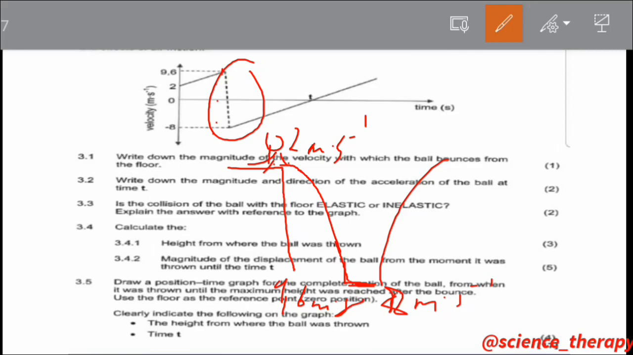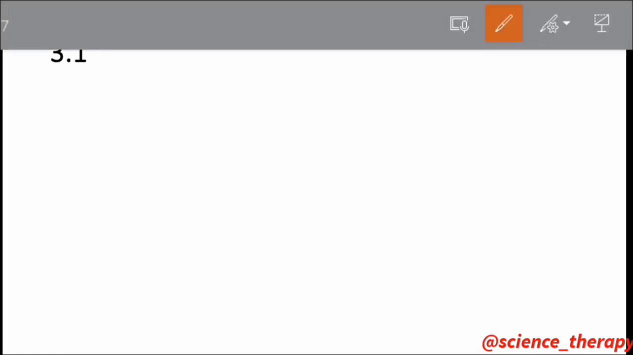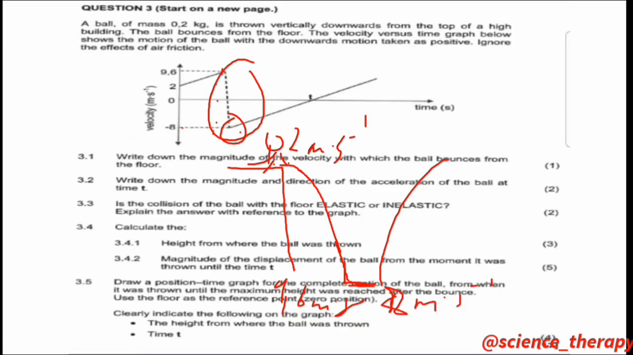Then we say, write down the magnitude of the velocity with which the ball bounces from the floor. So we've already spoken about that. That's 8, right? So this is the time when it bounces off. So your velocity for 3.1, we say it's 8 meters per second, right?